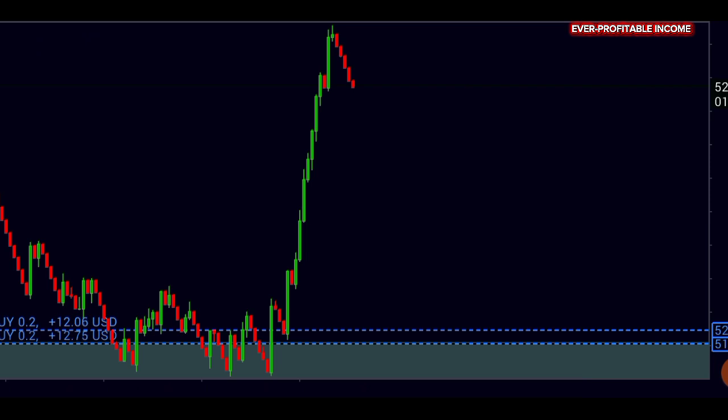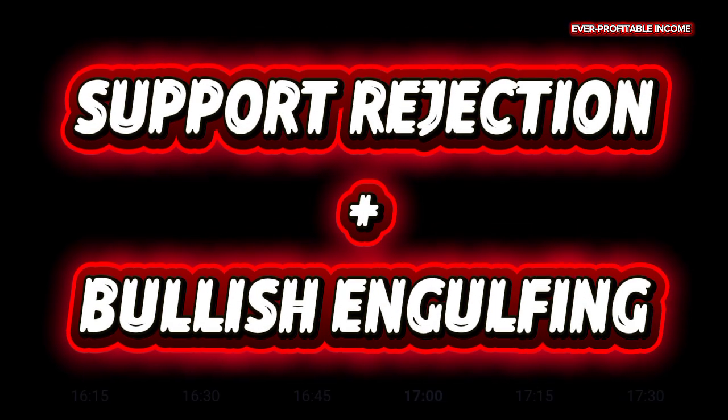So today I'm going to show you the exact one chart pattern that I wait for in order to get high profitable entries like this. That chart pattern is support rejection and bullish engulfing.